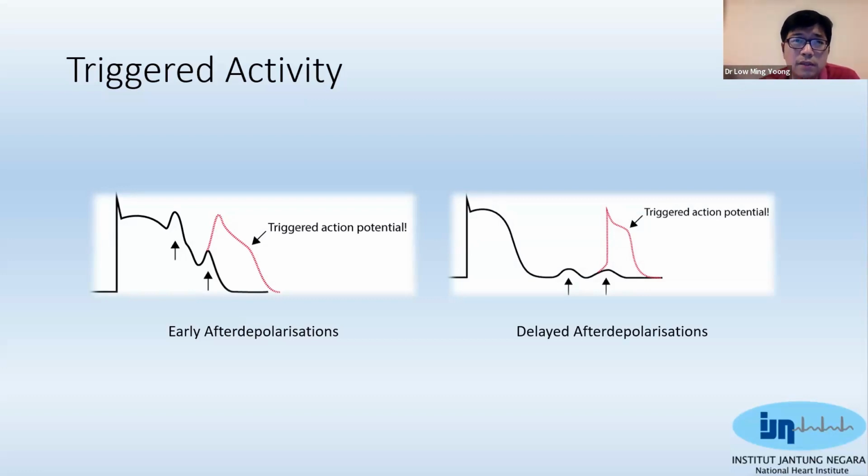Basically, this is the reason why you get a lot of PVCs, or in digoxin toxicity, you get a lot of PVCs, bigeminy, non-sustained VTs. Just remember that early afterdepolarization normally is physiological or pathological, but delayed afterdepolarization is always pathological. So things that you need to look at are potassium, digoxin levels if the patient is on digoxin, and also ischemia. These are the triggers of afterdepolarizations.